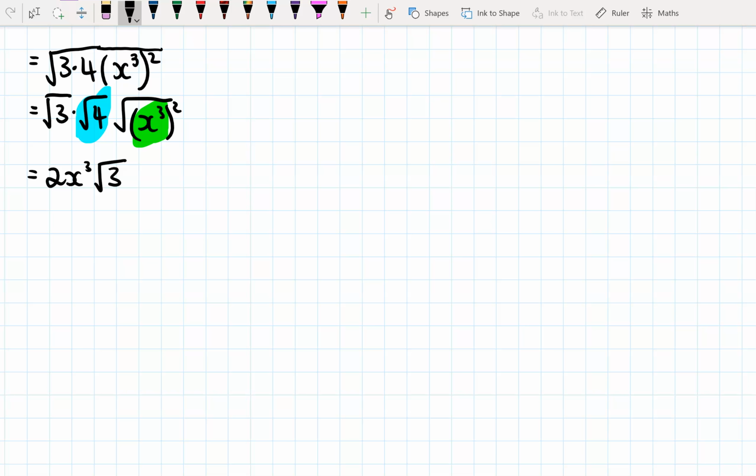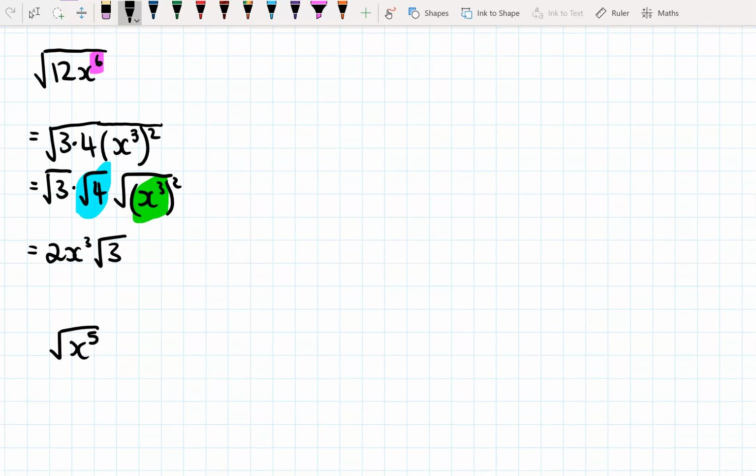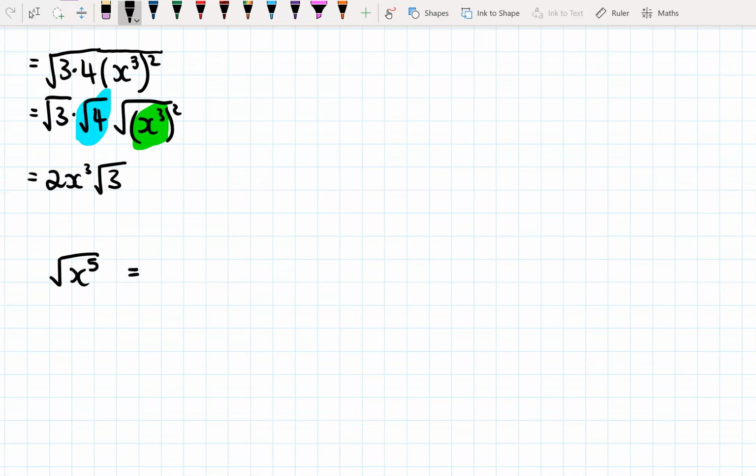So if you have the square root of x to the power of 5, what do we do in this case? Okay, this is actually a little bit like what we just did with the 12. We're going to change x to the 5 so that we get an even one in there. So we're going to make that the square root of x to the power of 4 times x to the power of 1, or just x. And you guys know we can do that because the square root of a times the square root of b is the square root of a times b. So again we're doing the reverse here.